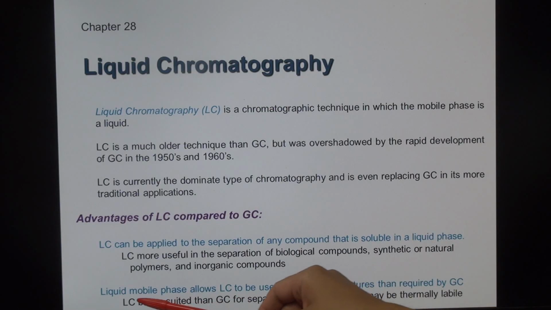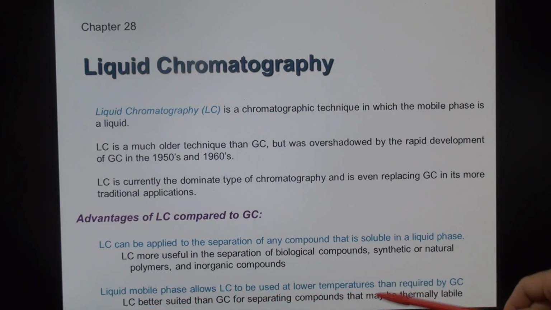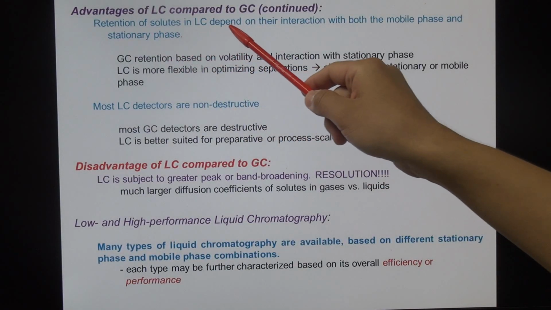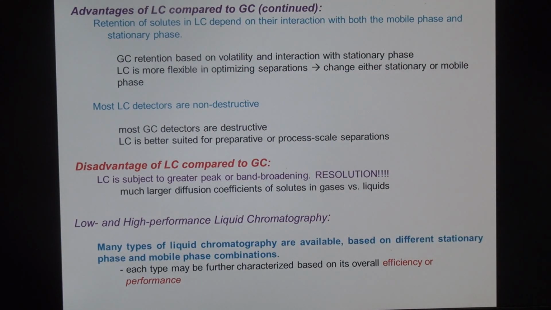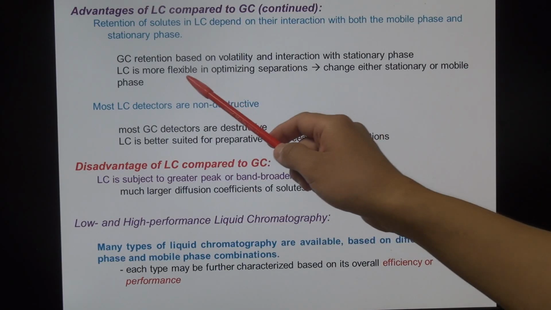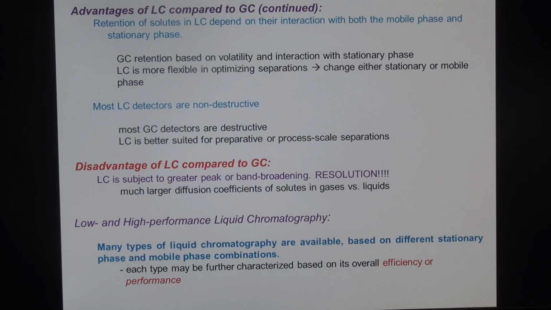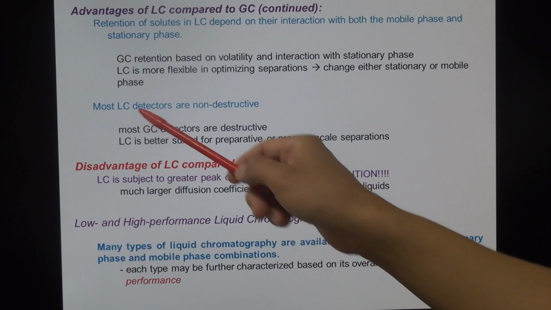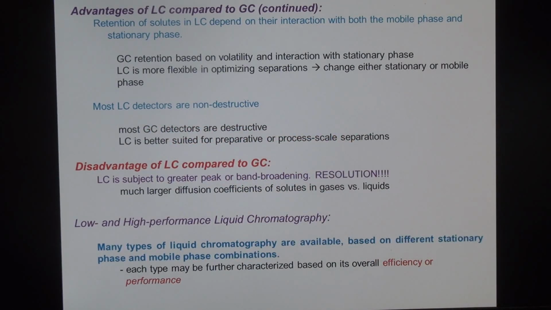And since mobile phase is liquid, they can be used at much lower temperature than GC. So if a certain compound is thermally labile, if they are not thermally stable, they cannot be really used for GC. Also, retention of solutes in LC depends on their interaction with both mobile phase and stationary phase. So they can be more flexible in optimizing separation conditions. We can change stationary phase or mobile phase. And most LC detectors are non-destructive.